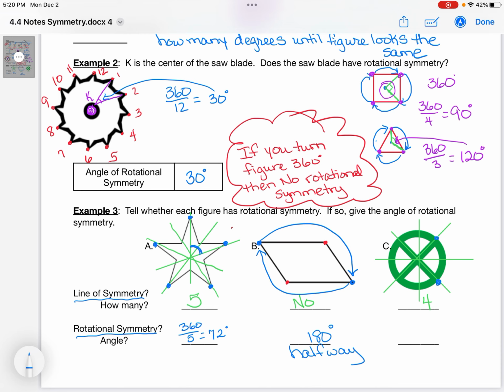And for this point, it could go to here. There's 4 places where it could stop and look exactly the same. So we're looking for this angle right here, which if you haven't figured out, anytime there's 4, it's going to be a right angle. It's going to be 90 degrees.